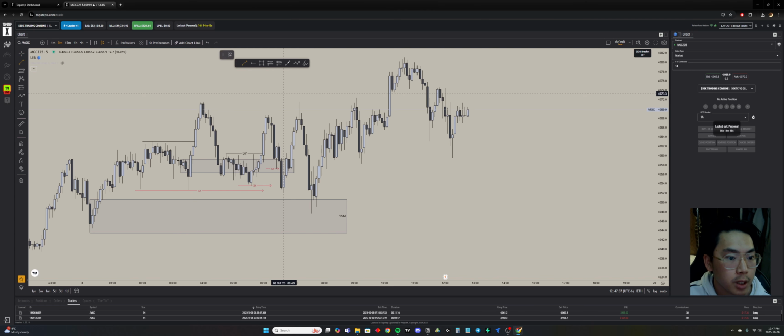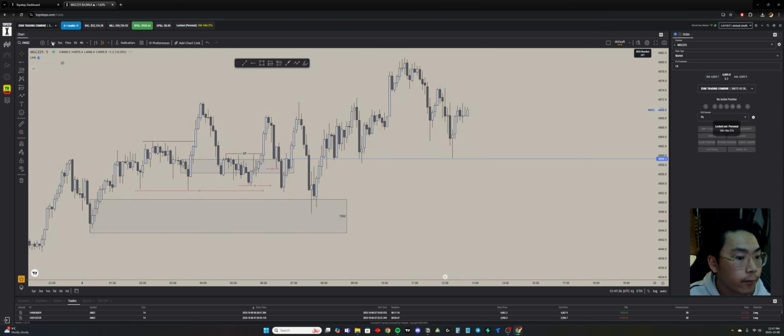Now first PA level was sitting here. I don't love this PA level. In fact, I wouldn't have used it, because if I had taken a long here, my stop loss is way, way, way too big. Thankfully, price did print out another PA level right here. So we were able to get in around here.